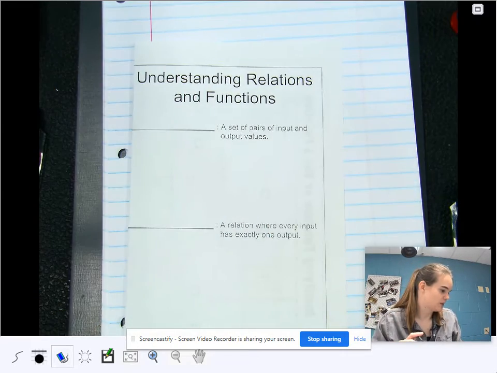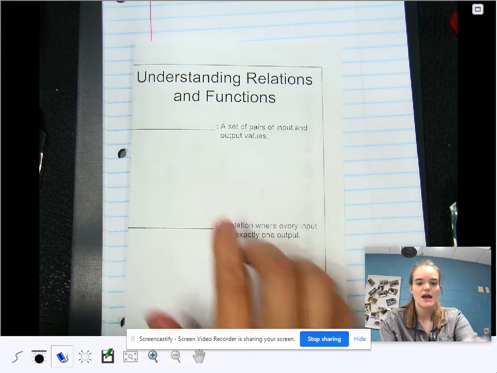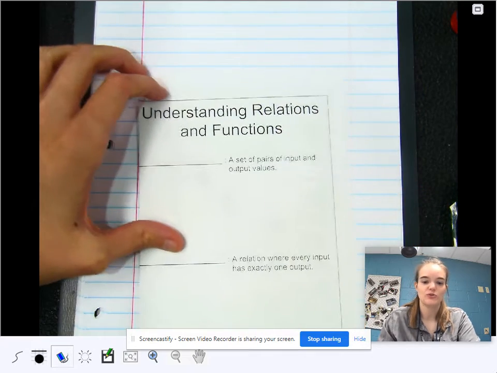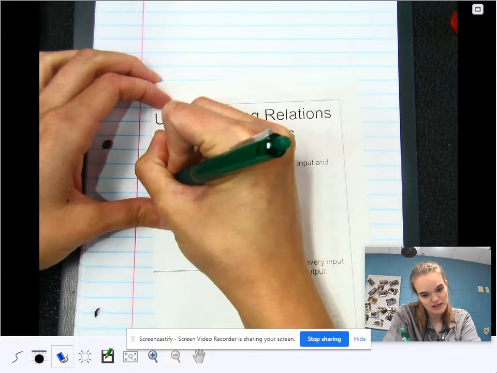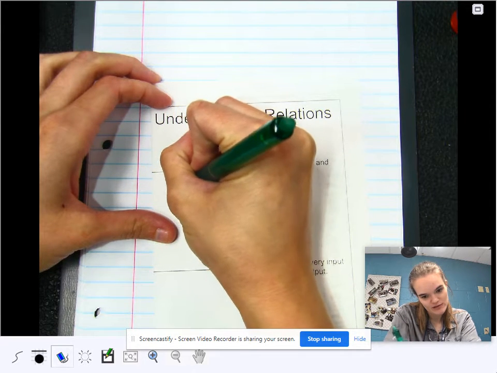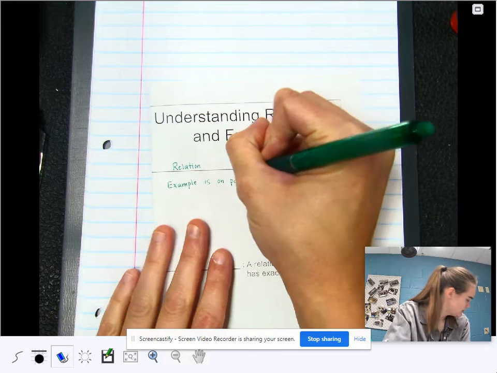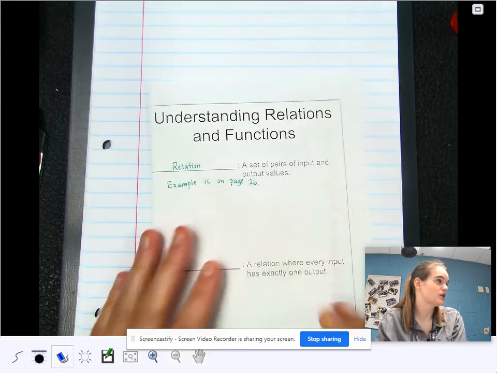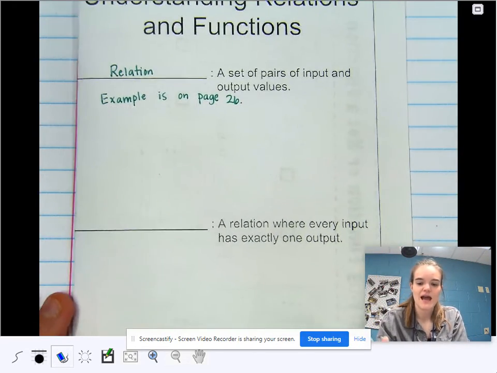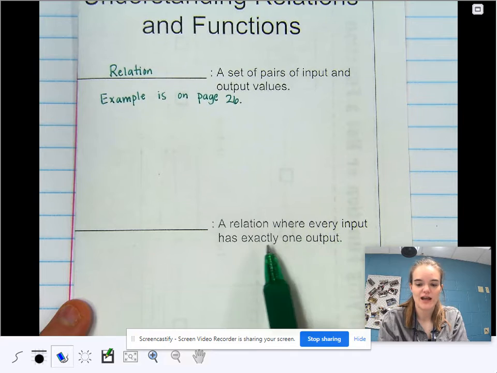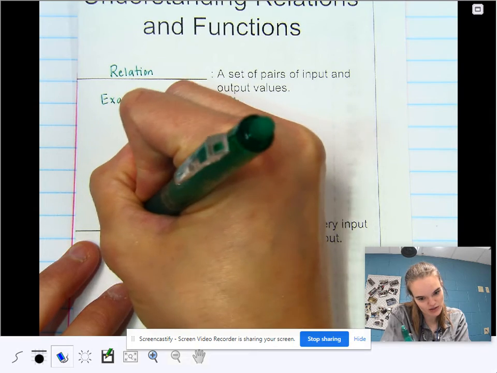We're going to talk about the difference between a relation and a function. Okay. A set of pairs of input and output values is a relation. An example of that is on page 26. I'm not going to show you an example of a relation. We just did that. It's on page 26. A relation where every input has exactly one output is a function. So a function is a type of relation.